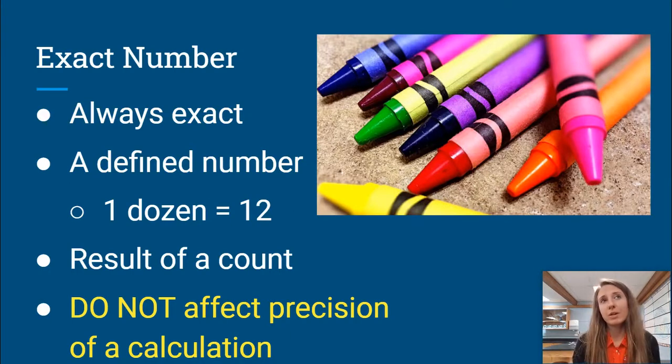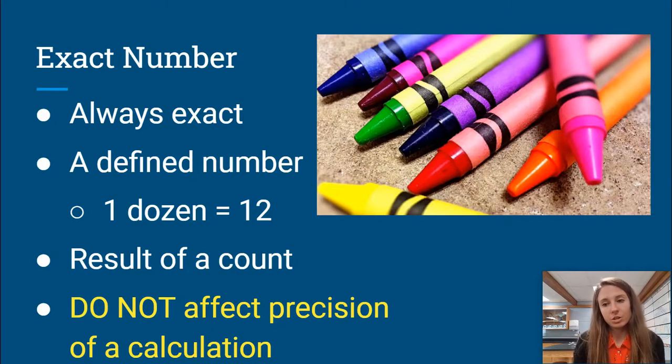A dozen is always going to be 12 of something, okay? Likewise, when we get to dimensional analysis, conversion factors are made up of defined numbers. There are 12 inches in a foot. There are 5,280 feet in a mile. Those are defined numbers. An exact number could also be the result of a count.